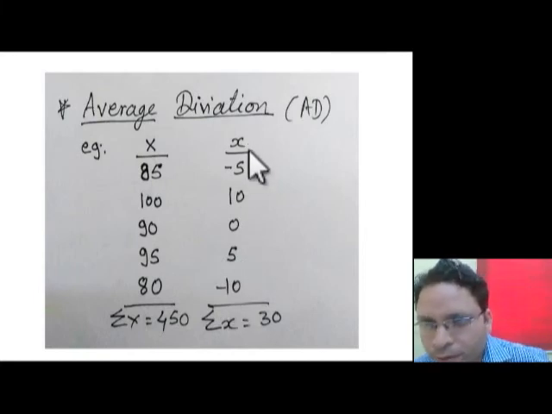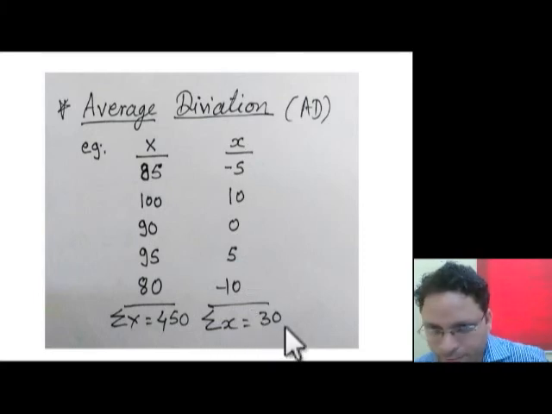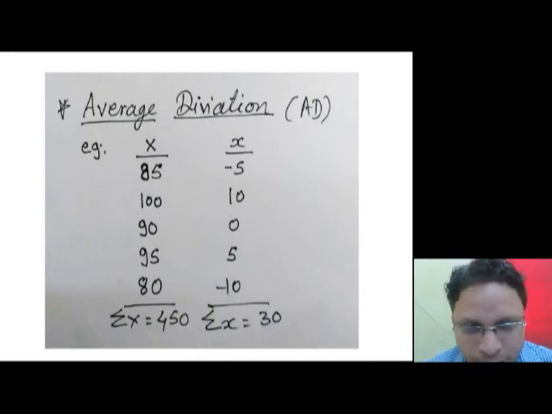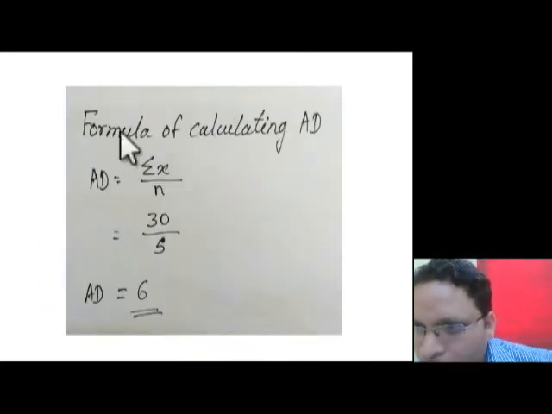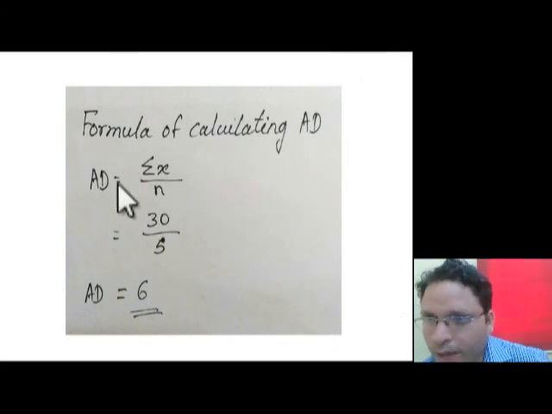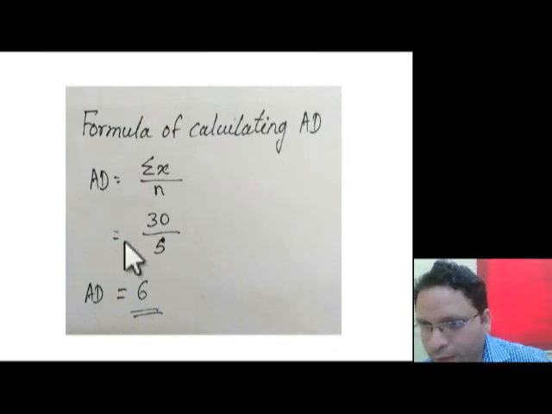Now we simply add all these absolute values, and we get summation x equals 30, or we can also say summation of x minus x bar is equal to 30. Now the formula for calculating AD is summation of small x, or summation of x minus x bar, divided by n. That value is 30 divided by n, which is 5. If you calculate this, the answer is AD equals 6.